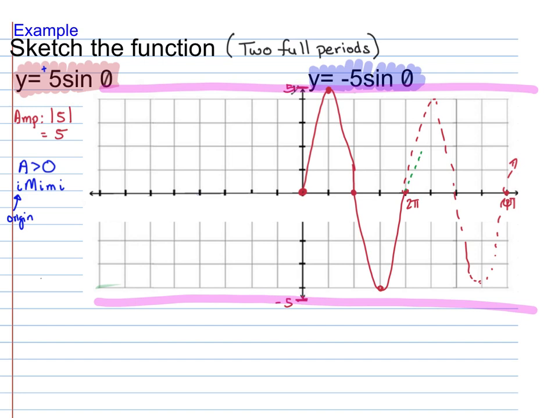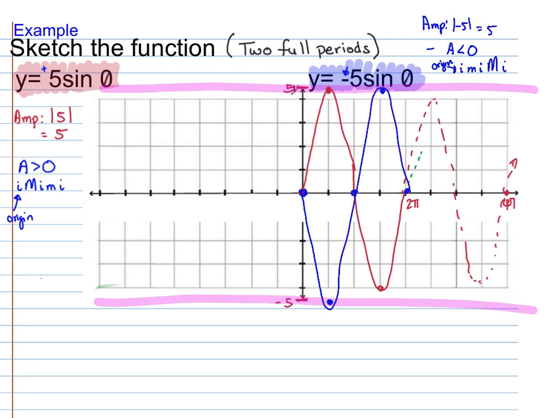Now for the blue one, again, our amplitude is the absolute value of -5, which is just 5. And since we have a negative right here, we know that our A is going to be less than 0. So that means we're going to have intercept, minimum, intercept, max, intercept. And this first intercept, because it's the parent function, is going to start at the origin. So again, we start here, and then we go intercept, minimum, intercept, maximum, intercept, and this would be one cycle.